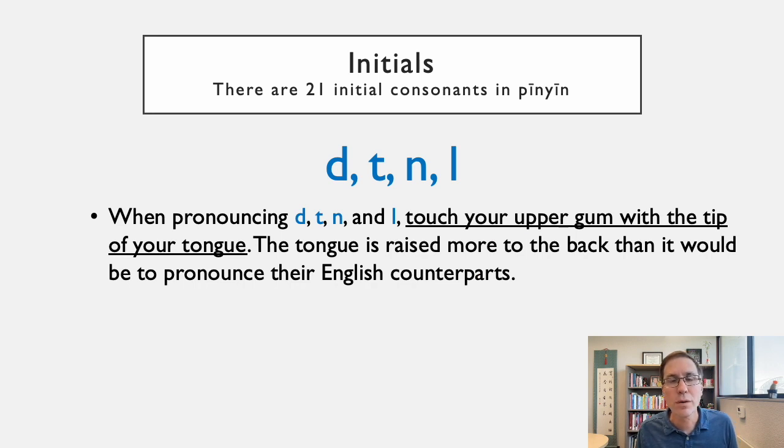Let's look now at 4 more initial consonants. For these 4, what you're going to want to do is to have your tongue touch the upper gum in your mouth. Let's listen to the audio and please repeat out loud.